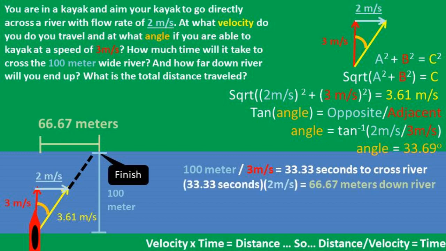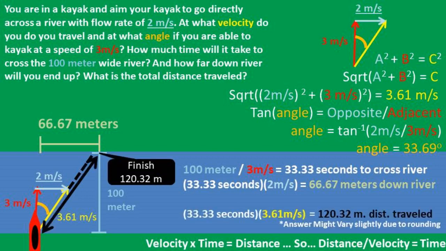Over the course of those 33.33 seconds, the boat will be traveling down the river at a rate of 2 meters per second of time passed. So multiplying 33.33 seconds times the 2 meters per second will give us the distance the boat will travel downstream of 66.67 meters. Using the same logic, we can multiply 33.33 seconds by the velocity of the boat we found of 3.61 meters per second. We get a total distance traveled of 120.32 meters.